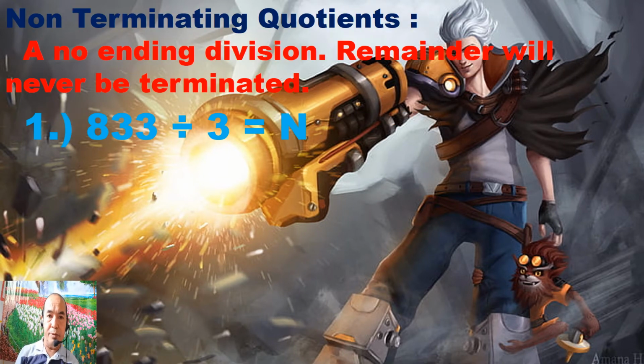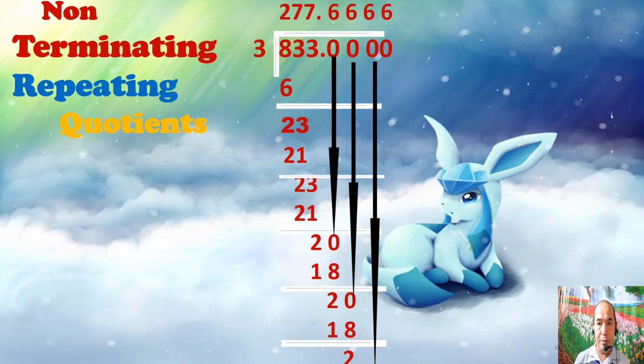So we will have some examples about a repeated quotient and non-terminating quotient. Okay, let's have an example of a non-terminating and repeated quotient. You have 833 divided by 3. So we will have to do the actual division to know whether this division will end up into a non-terminating quotient or a repeated quotient. Okay, let's perform the actual division now. We have 833 divided by 3.